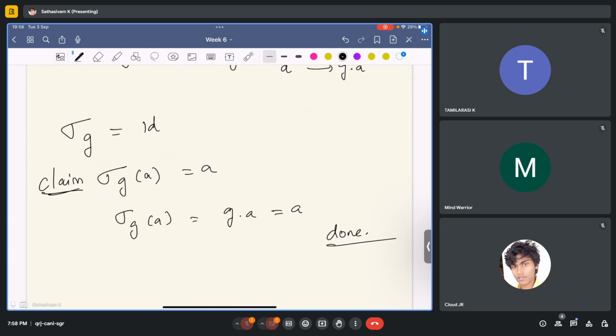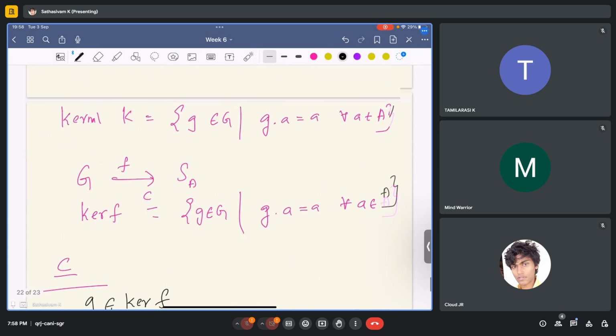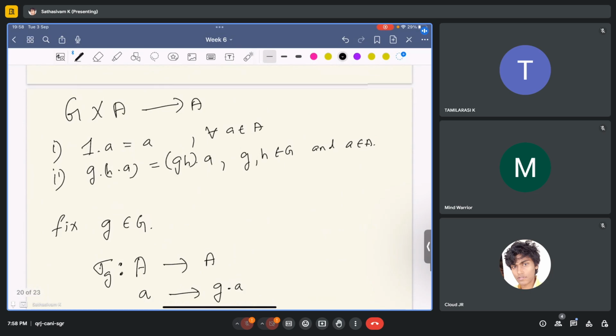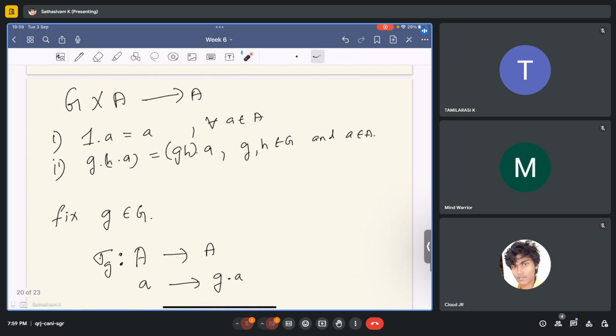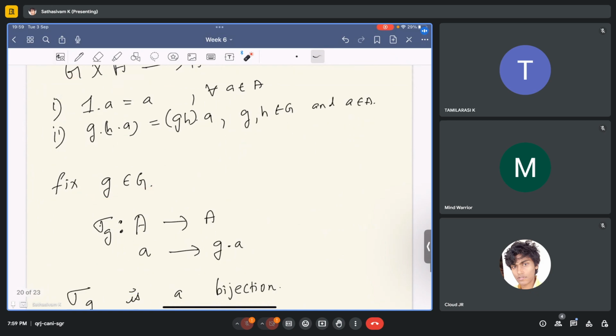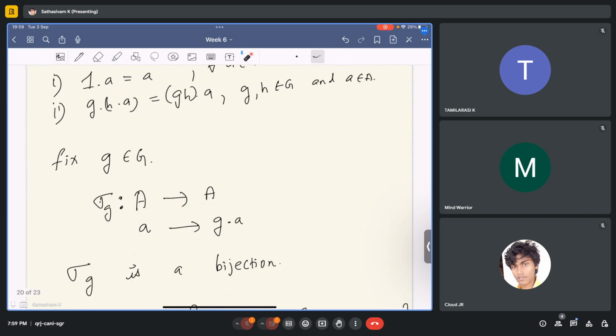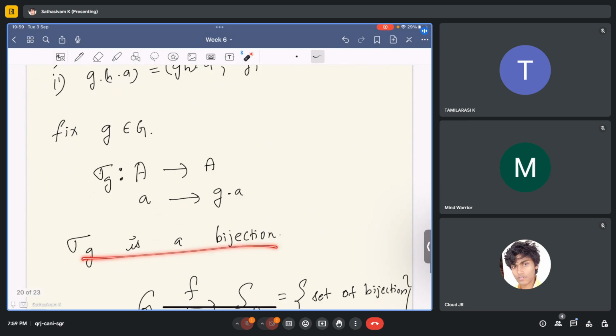Okay, so what we have proved is the following. Let me go back here. We have a group action. On this group action, you fix a g, and this will give us a bijection from A to A. Maybe I will prove it is a bijection also, just for the sake of completeness. It might already be done, but we can do it for completeness. So you got this sigma g, and this is a bijection.